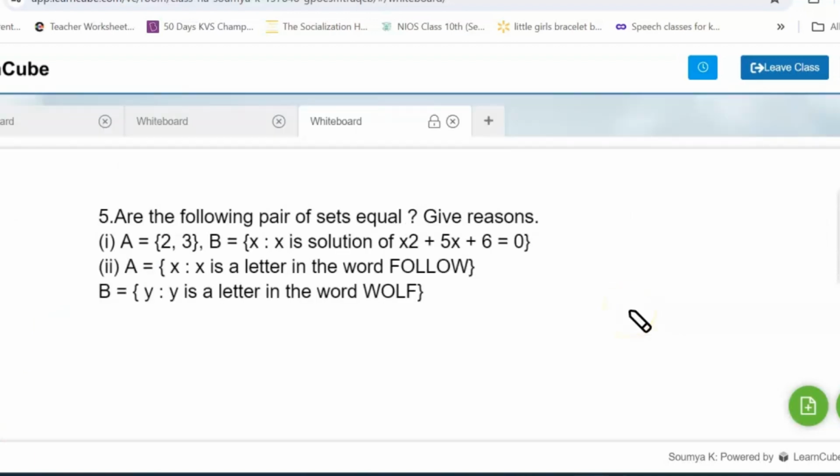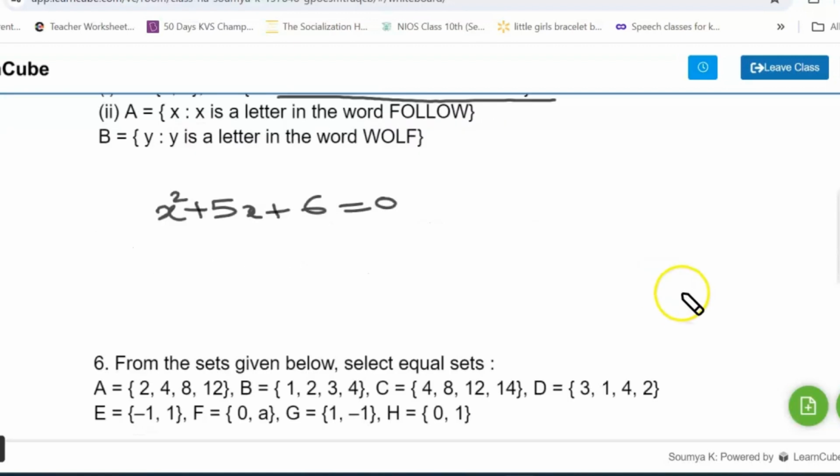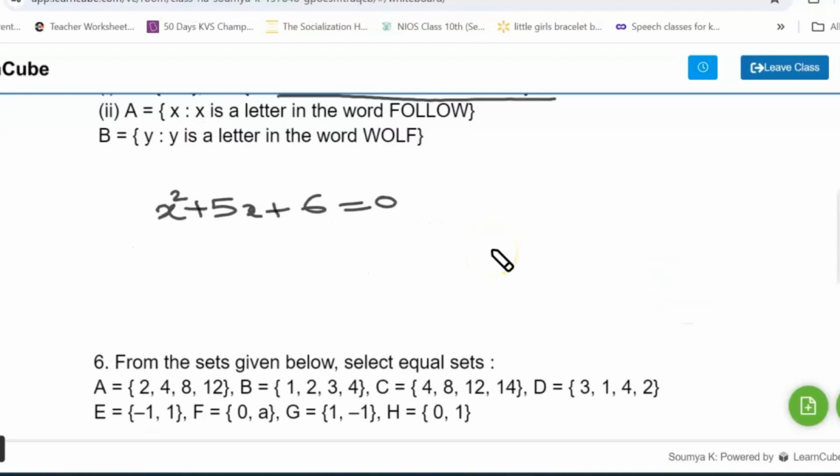Next question is, are the following pair of sets equal? Give reasons. So let's check the first set, that is A. A has elements 2 and 3. B set has elements x, where x is the solution of this. Okay, so let's write it down: x square plus 5x plus 6 equal to 0. This is the equation. You have to find the solution of x here.